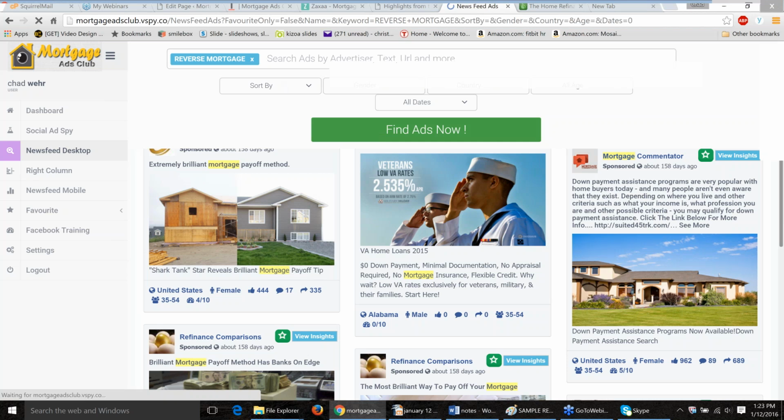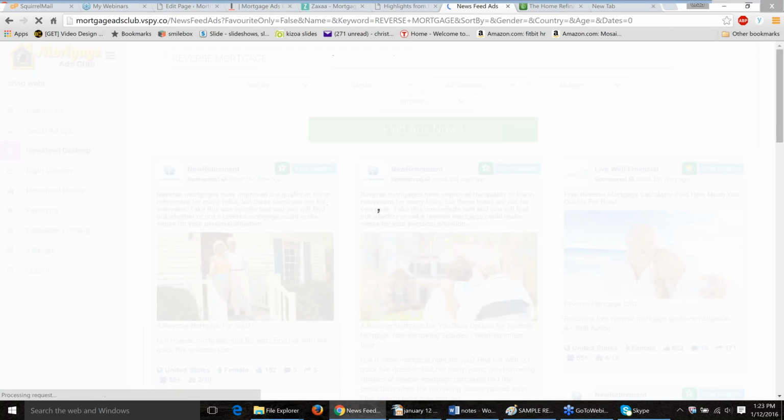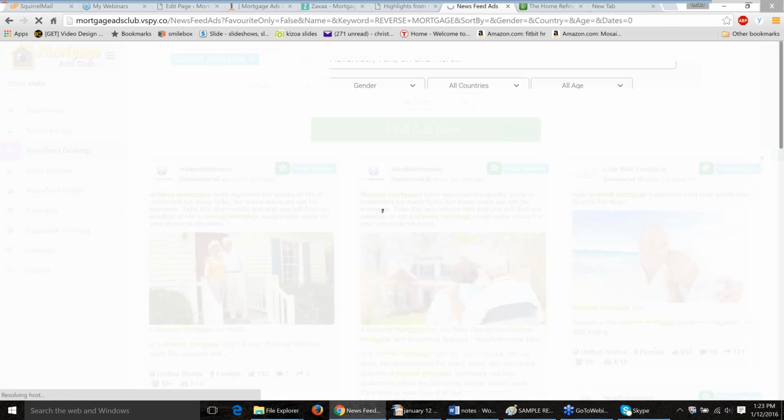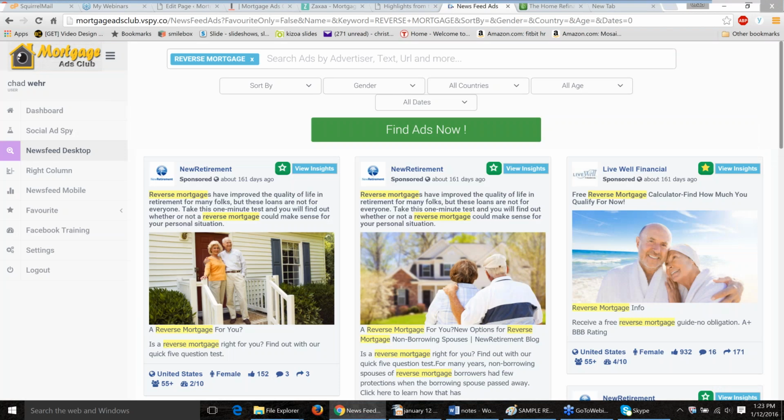Okay, so right now it's searching for reverse mortgage ads, and what I like about this is part of my competitive analysis, in that I'm also seeing the pages that they're attached to, so I can go and check out and see what they're doing, how many people they're connected with, all that good stuff. So now we're looking at reverse mortgage. Look at this one over here by Live Well Financial. Free reverse mortgage calculator. Find how much you qualify for. Reverse mortgage info, A+ BBB rating. This was targeting female only, 932 likes, 16 comments, and 171 shares.